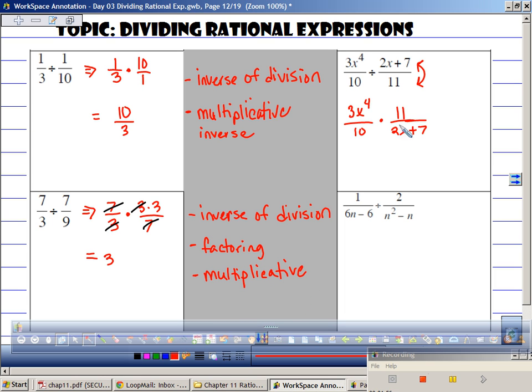There's nothing else to do with it. Oh, yes, there is. No, there's not. Isn't this the quantity? Because there's an addition sign in there? So now it would just be 3. Oh, we should simplify it to 33 x to the 4th over 10 times 2x plus 7. That's it. Nothing else can be simplified, right?